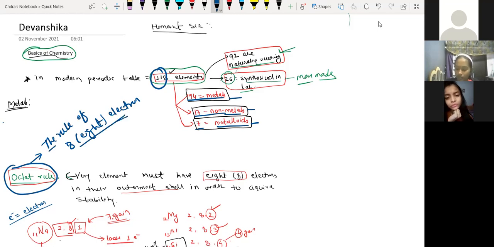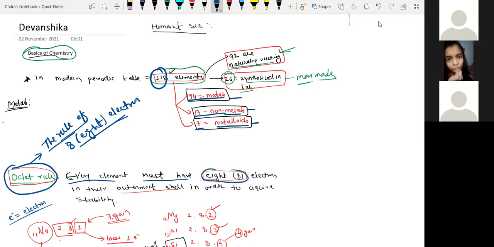According to the octet rule, every element must have 8 electrons in its outermost shell in order to acquire stability. Means if an element wants to become stable, it must have 8 electrons in its outermost shell. If there are not 8 electrons, the element may lose electrons, gain electrons, or share electrons with other elements. On that basis we are going to decide whether they are metal, non-metal or metalloids.